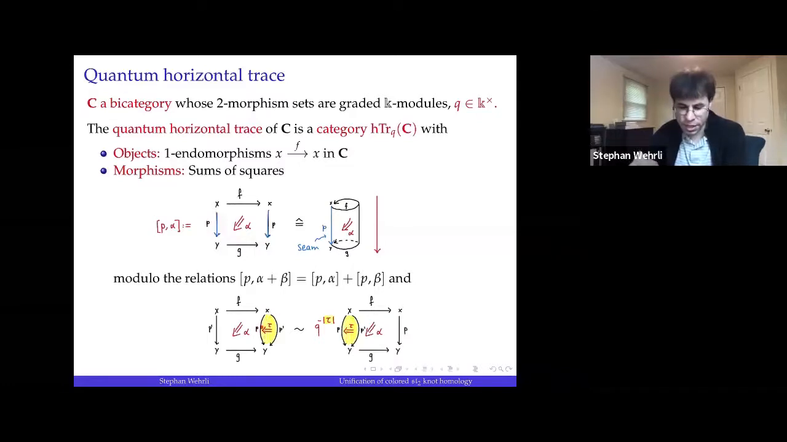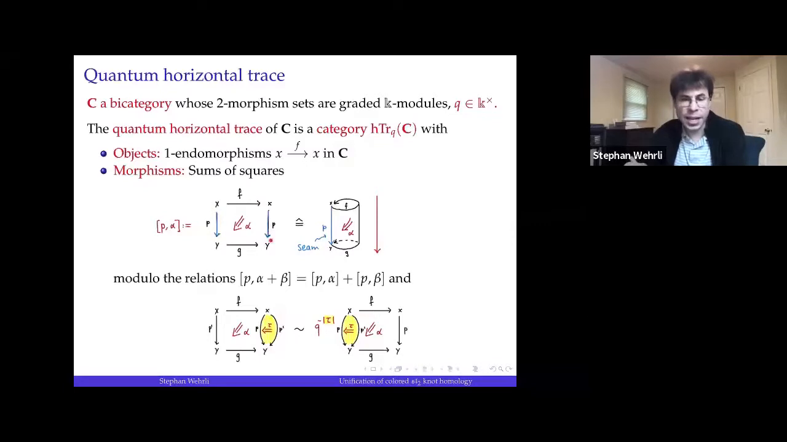The relation is that one can move a two morphism that's on the left to the right, but this comes at a price. If you want the two things to be equal, then you have to rescale by some power of q, which depends on the degree of this yellow piece. So that's why your two category, or bicategory, has to be graded. And you should think of this as follows. You can just basically identify what this does. It basically identifies this right side of the square with the left side.